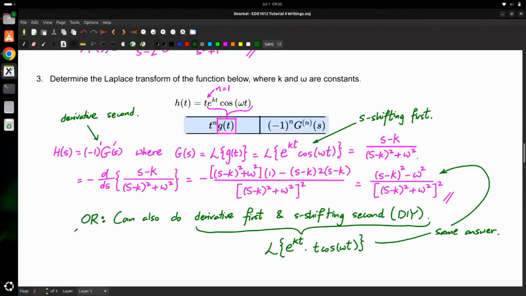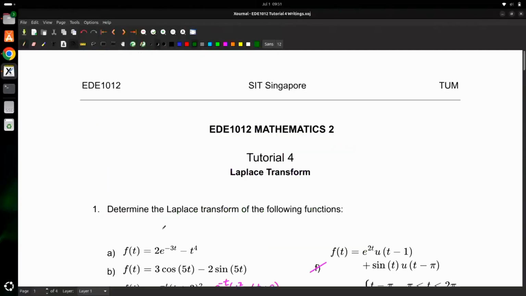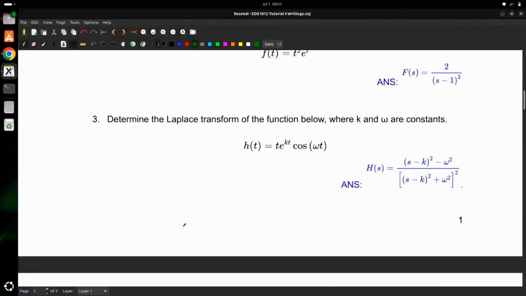Because when you differentiate, you want to differentiate a simpler function. So if you do the derivative first, that means you do this part first, right? That means most of the time you are applying the derivative, that means differentiating a simpler function. Then after that, for your s shifting, just change all the s to s minus k. So therefore, I think derivative first would be easier. Is that right? Okay, good. So that will be for question 3.